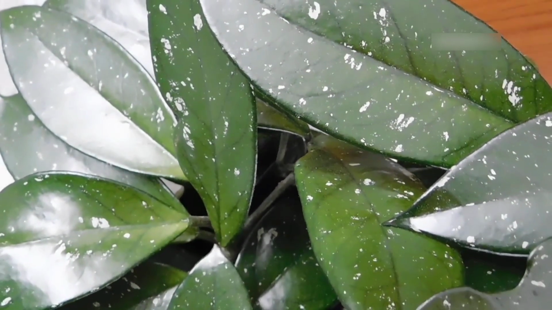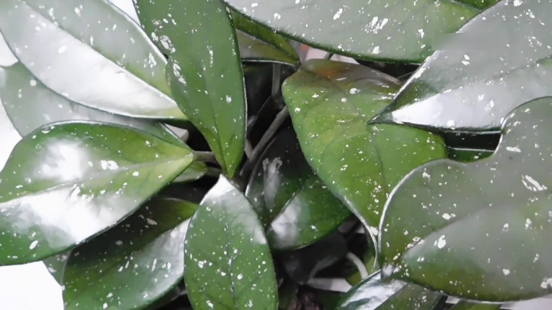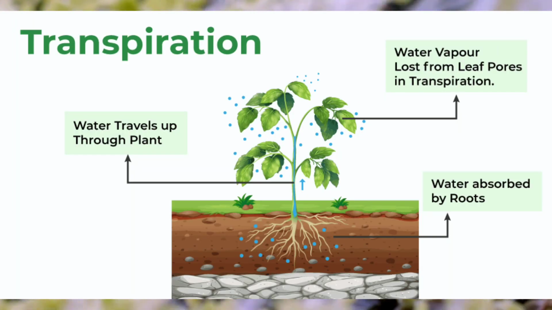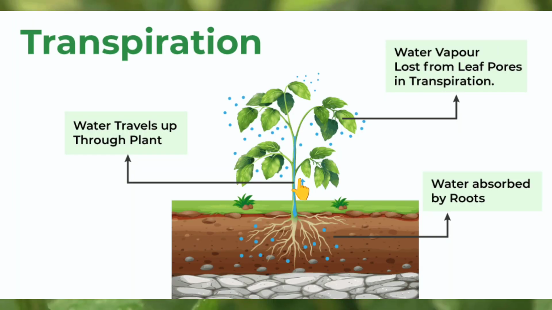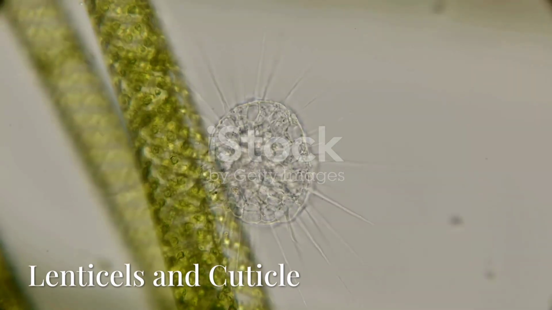The loss of water vapors from the aerial parts of the plants into the atmosphere is called transpiration. Plants absorb water from soil through roots, but only about 1 to 2% of this water is actually used by the plants. The remaining water is lost to the atmosphere by transpiration.